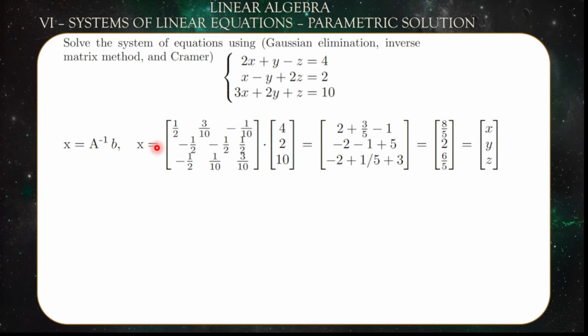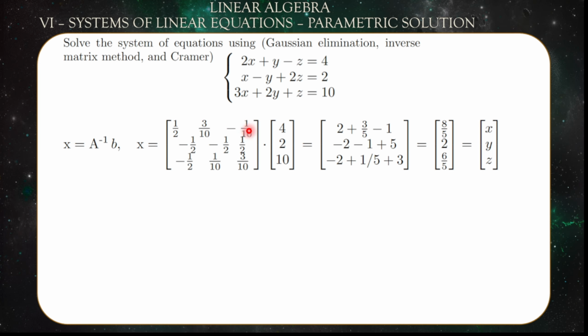Okay, so x is equal to 1 divided by 2, 3 divided by 10, minus 1 divided by 10. This is A minus 1, basically. Minus 1 half, minus 1 half, 1 half, etc., multiplied by 4, 2, 10. Okay, so let's multiply them.